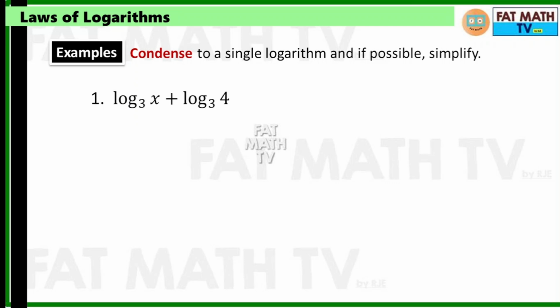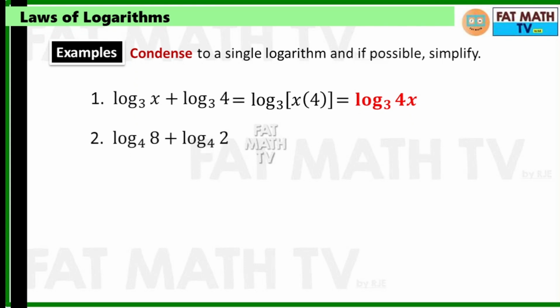Here we are given the expanded form. We will write as a single logarithm. So we have here the sum of the logarithms of x and 4. So that will be the logarithm of their product. X times 4 is 4x. So logarithm of x to the base 3 plus logarithm of 4 to the base 3 is just equal to the logarithm of 4x to the base 3.